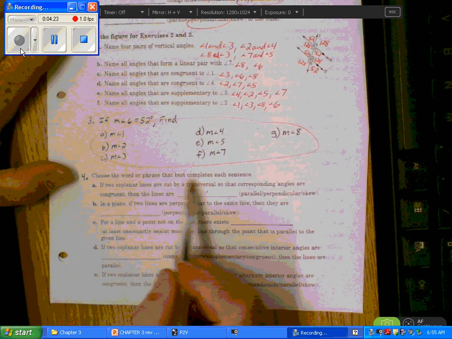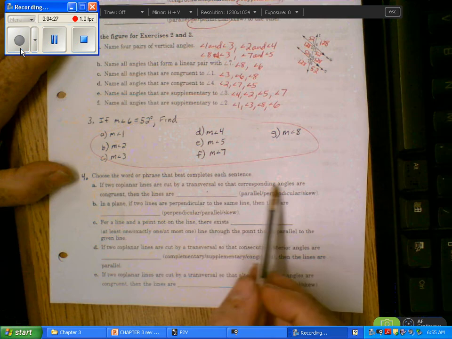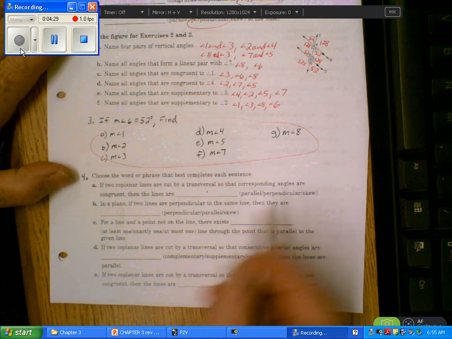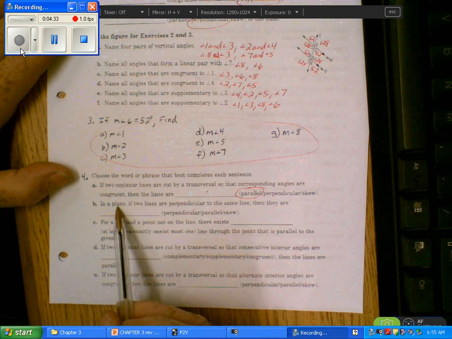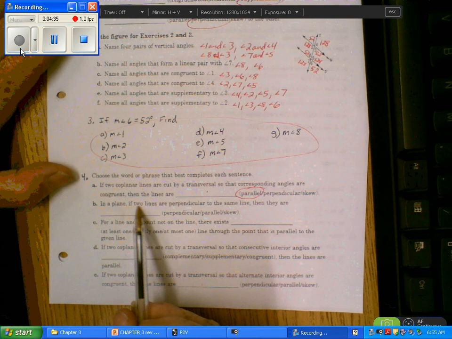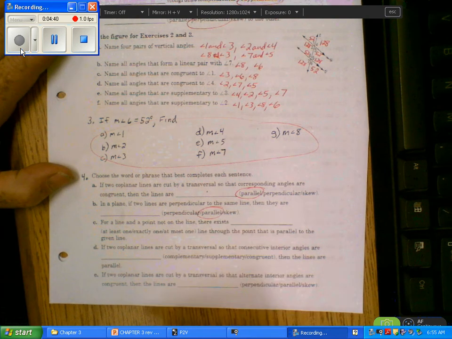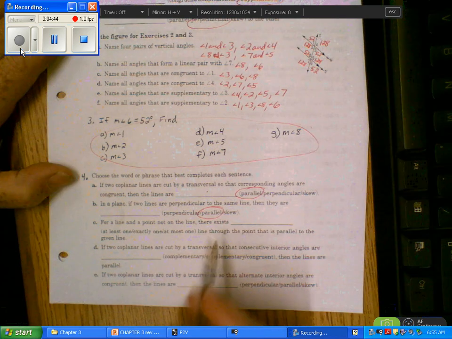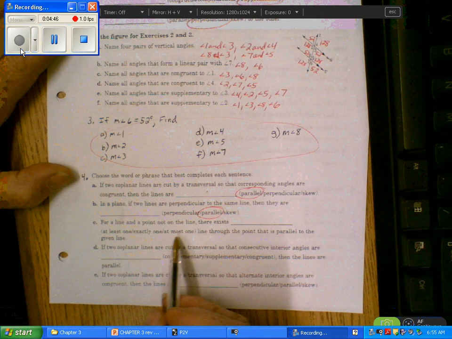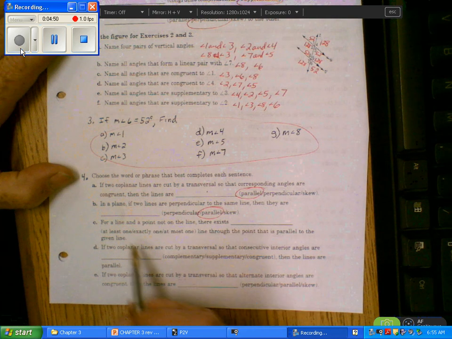Choose a word or phrase that best completes each sentence. If two coplanar lines are cut by a transversal so that corresponding angles are congruent, then the lines have to be parallel. In a plane, if two lines are perpendicular to the same line, then they are parallel to each other. For a line and a point not on the line, there exists blank line through that point that is parallel to that given line.